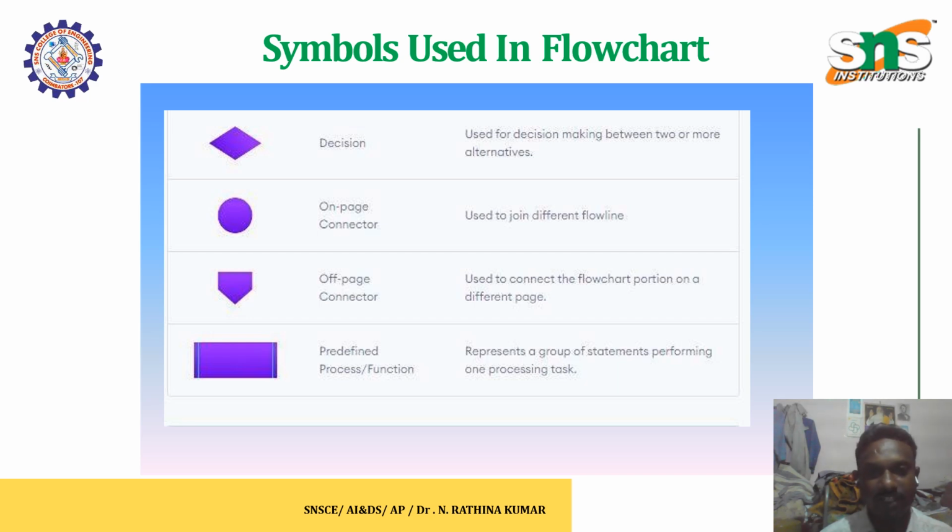Then next, we are going to see the decision symbol, used for decision making between two or more alternatives. The next symbol is the on-page connector, used to join different flow lines. The next is the off-page connector, used to connect the flowchart portion on different pages. The last one is the predefined process or function. The description of this particular symbol is that it represents a group of statements performing one processing task.